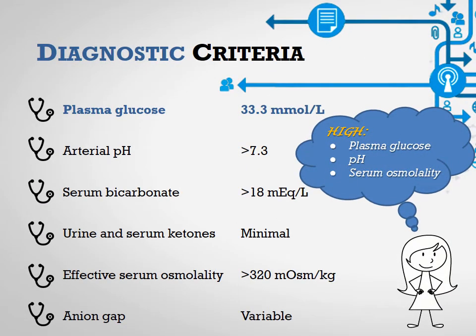The American Diabetes Association has specified a number of criteria to make a diagnosis of HHS. The key point to remember is that HHS occurs within a context of very high plasma glucose levels, usually above 33.3 millimole per liter, and that pH and serum osmolality will also be high.